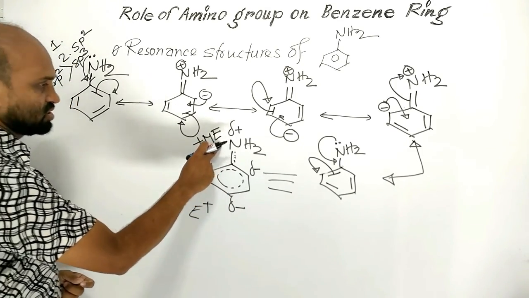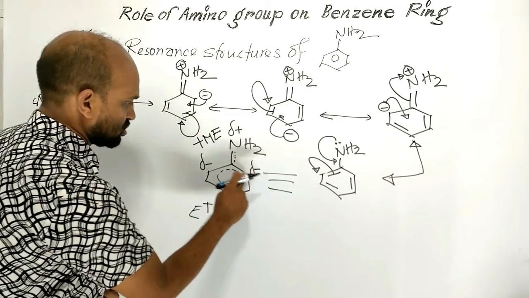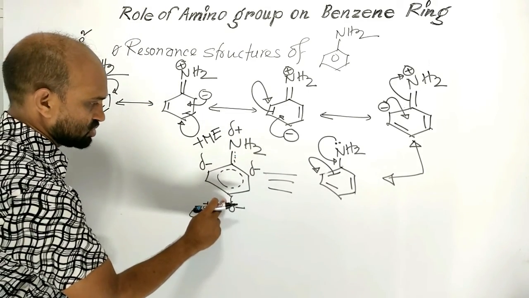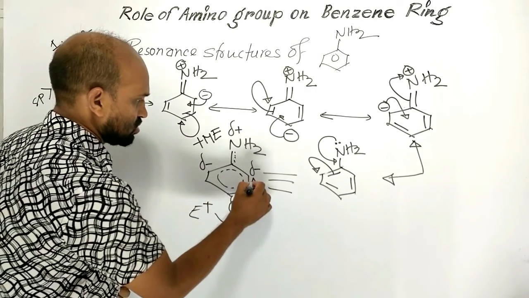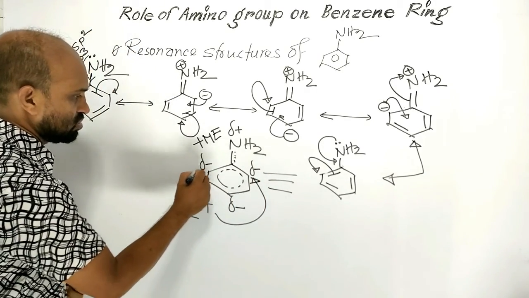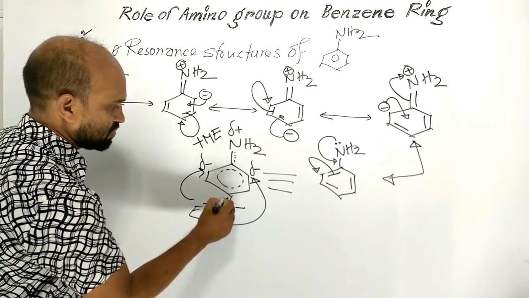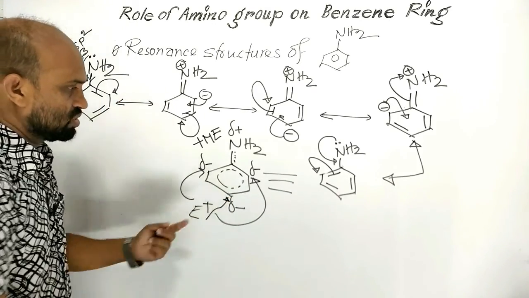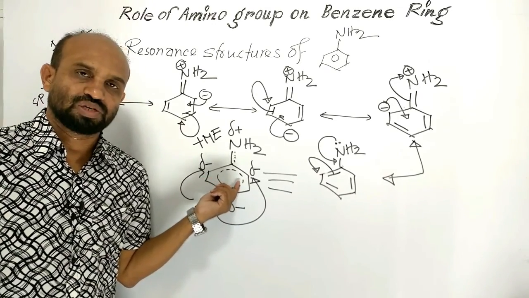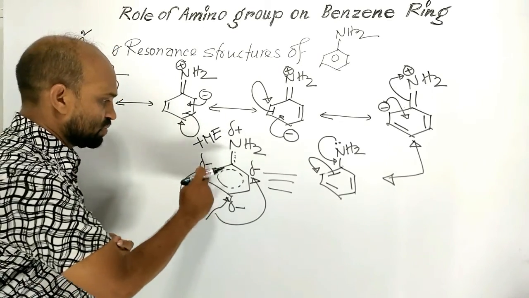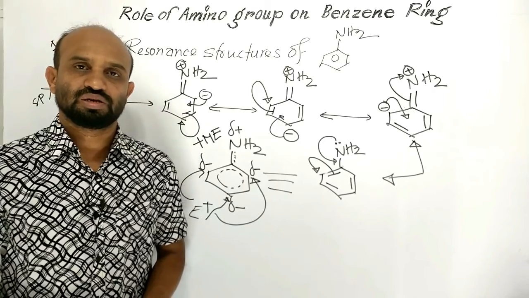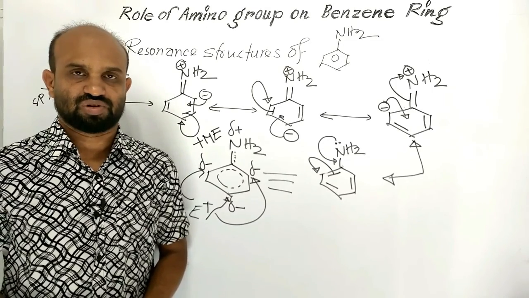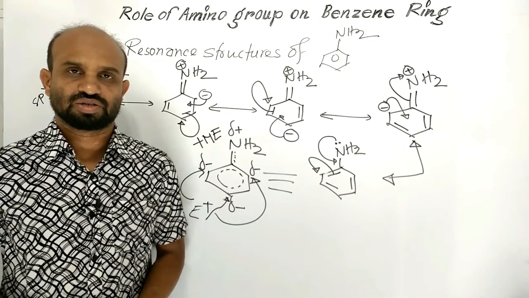The amino group increases electron density at ortho positions and at the para position. Then an electrophile can attack the ortho carbon and para carbon. So the amino group is a kind of ortho-para directing group, and it's a kind of benzene ring activating group towards electrophile. Let's summarize the discussion.